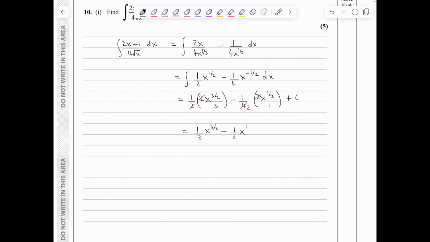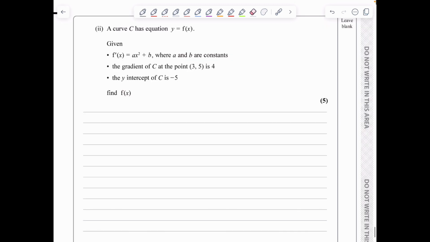So this simplifies to a third x to the 3 over 2 minus a half x to the half plus c. In II, we've got a curve C with equation y is f of x. We are told that the derivative is ax squared plus b. The gradient of C at the point 3, 5 is 4, and the y-intercept of the curve is negative 5, and we're being asked to find f of x.